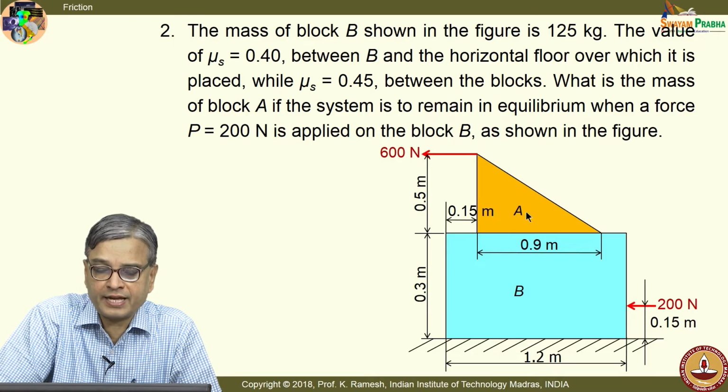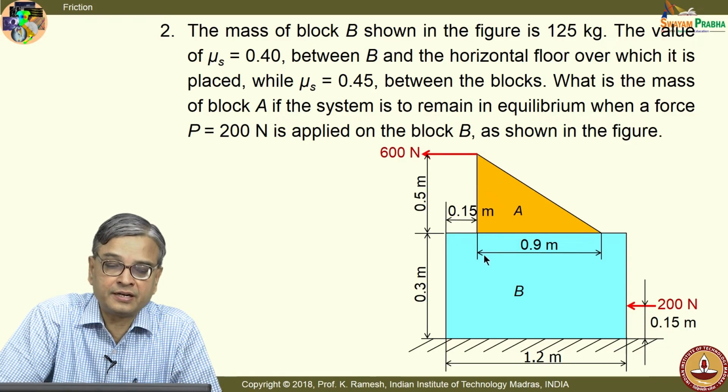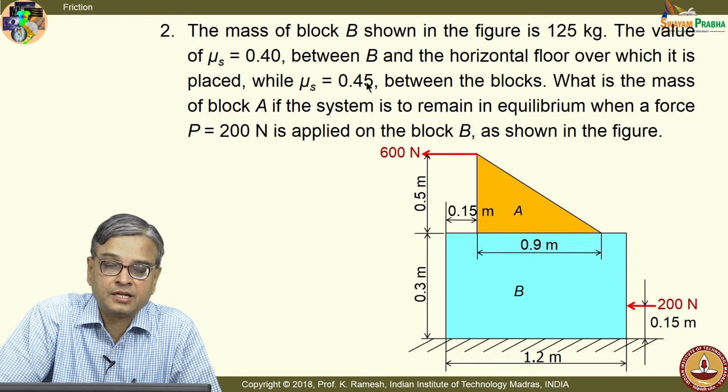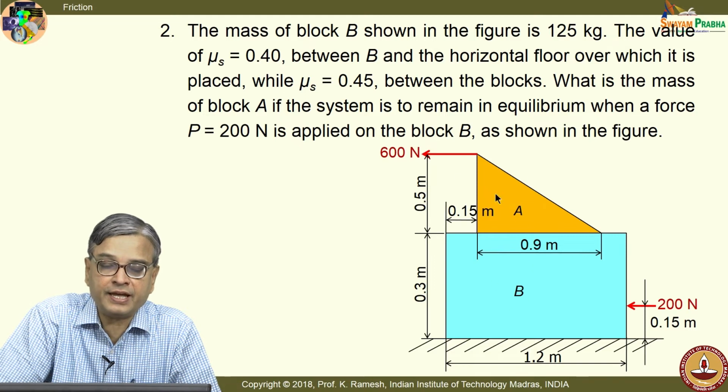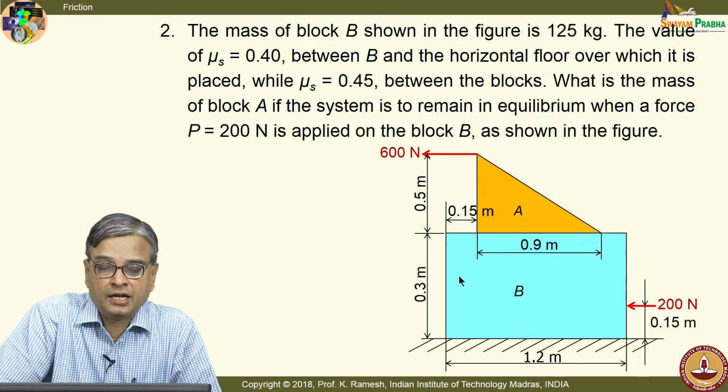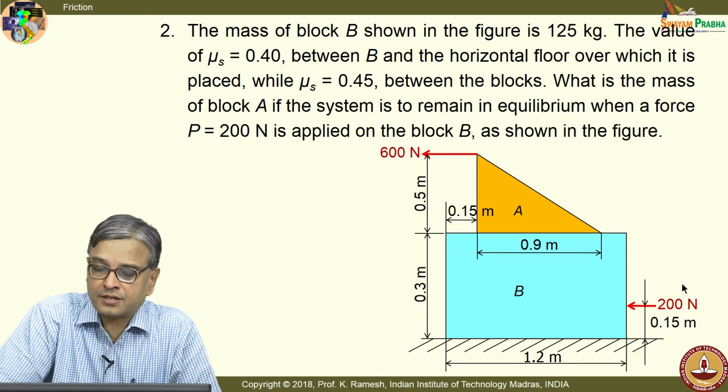I have two blocks, block A and block B. The geometrical dimensions are given. This is given as 1.2 meters. Height is 0.3 meters. And you have a triangular block A. This is about 0.5 meter height. And you are given the frictional coefficients: the value of mu s is 0.4 between block B and the horizontal floor, but between block B and block A, the frictional coefficient is given as 0.45. And the whole system is pushed by a force of 200 newtons, which is acting at a height of 0.15 meters.